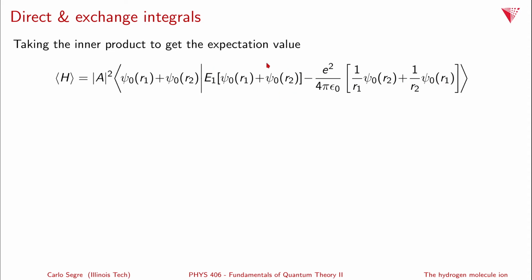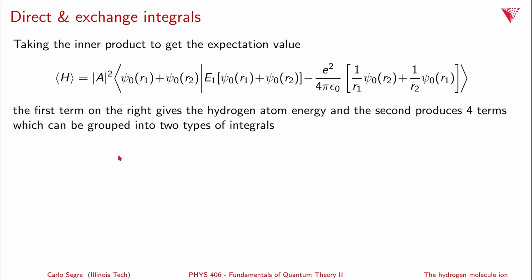Now this first term is simple. You just get E1. But then you have these two integrals that are left over. So the second term, as I mentioned, produces four terms which can be grouped into two different types of integrals. So you have psi 0 of r1 and then psi 0 of r2, psi 0 of r1 and psi 0 of r1, psi 0 of r2 and psi 0 of r2, and psi 0 of r2 and psi 0 of r1, with the various potentials here.